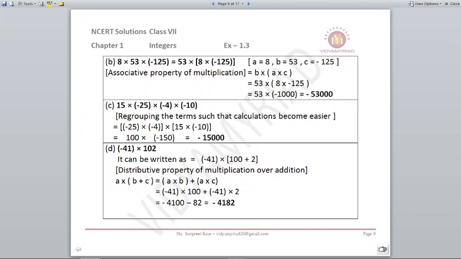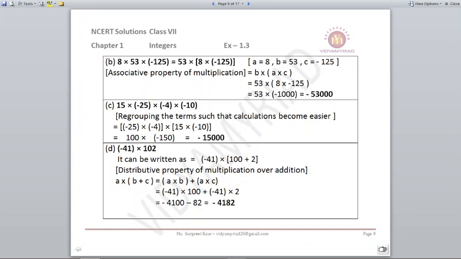So here I have made the pair minus 25 into minus 4. Minus and minus, 2 minuses, even number means positive. So 25 into 4 is 100. Next is 15 into minus 10. There is only one minus, so my result will also be minus. 100 into minus 150 is equal to minus 15,000.